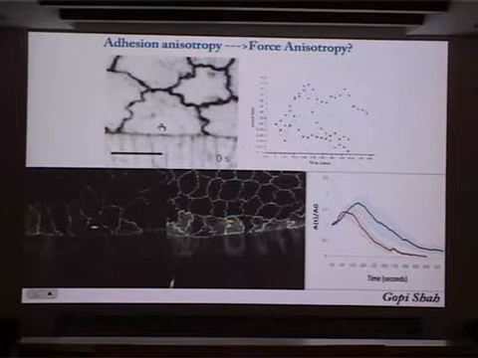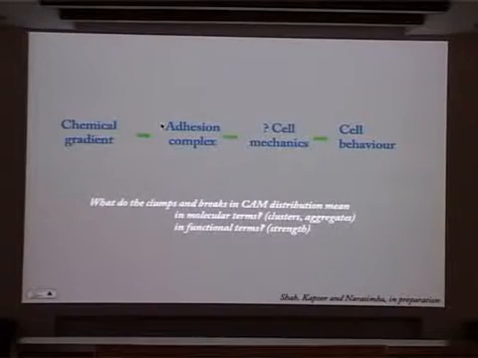So this kind of allows us to say that in that situation where we played around with the chemical gradient, there may be this adhesion complex, which we saw was broken into clumps, or its continuity was lost. Maybe it's actually changing the mechanical properties of the cell, as evident from its response to ablation.